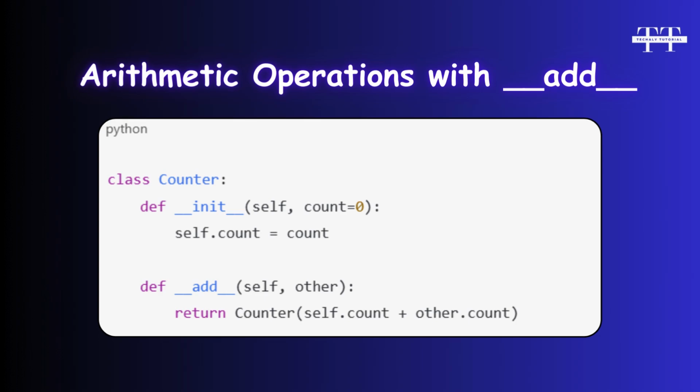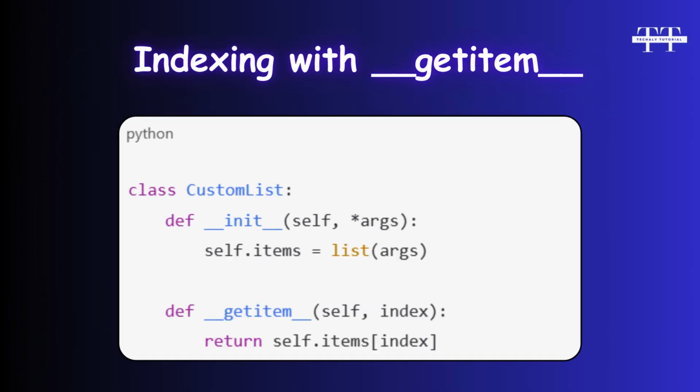Want to make your objects behave like lists or dictionaries? The __getitem__ method is what you need. With this method, you can access elements using index notation, just like a regular list.